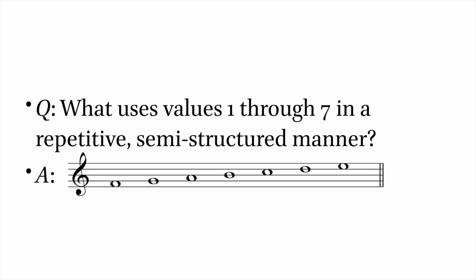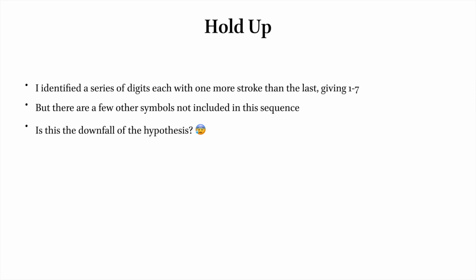Or is there? Now, what uses values 1 through 7 in a repetitive, semi-structured manner? The diatonic scale. Now hold up, you are thinking, if you were paying attention. Because, sure, I identified a series of digit characters, each that has 1 more stroke than the last, giving a sequence 1 to 7. Very neat, very tidy. But there were a few other symbols on those tablets not included in the sequence. Is this the downfall of the hypothesis?